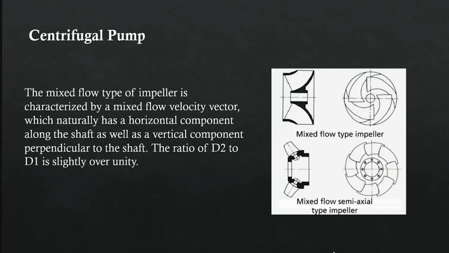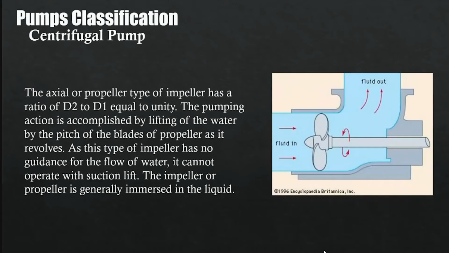The other classification of centrifugal pump is the mixed flow type of impeller, which is characterized by a mixed flow velocity vector which naturally has a horizontal component along the shaft as well as a vertical component perpendicular to the shaft. The ratio of outside to inside is slightly over unity.